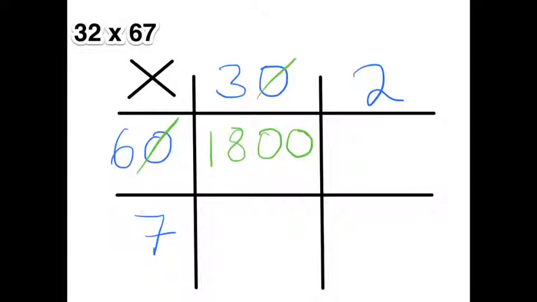Next, I can do 7 times 3, which I know is 21. So I put 21 in there. But earlier I rubbed off that zero, so I need to place that on the end of this number down here. Now, 7 times 2. Well, that's an easy one. There's no extra zeros there. 7 times 2 is 14.